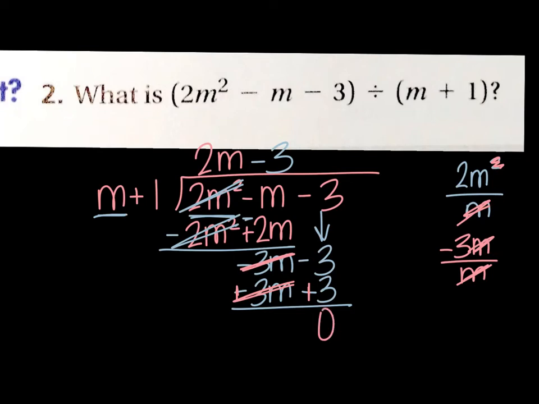So while I can put 0 over m plus 1, I know that that's just going to be 0, so I don't have to. So my answer for all of this division is 2m minus 3.